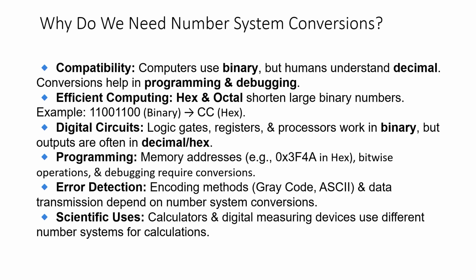Why do we need number system conversions? Because computers understand only binary language, like zeros and ones, but humans understand only decimals. So converting between the number systems helps in programming, debugging, and making calculations easily. And in digital electronics, it is used in memory circuits and for error detection purposes also.